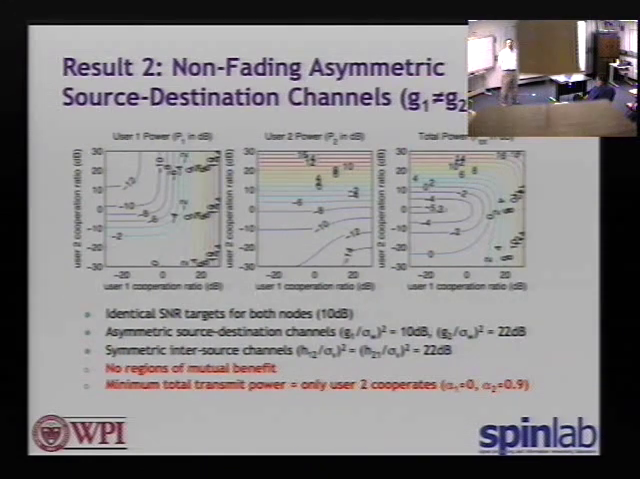I'm looking at this from just a power allocation and achieving signal-to-noise ratio perspective. Right now, both nodes have identical SNR targets. So I guess you could extrapolate and say both nodes want the same rate, right? And so what sort of power do they have to put into the system to achieve that rate?